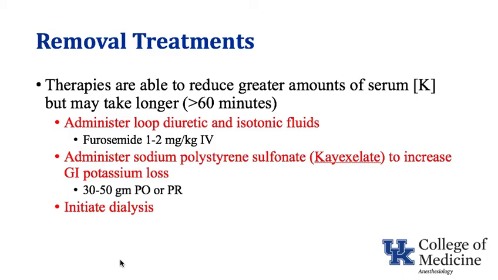These include the use of loop diuretics, sodium polystyrene sulfonate, commonly called Kayexalate, and dialysis. If you administer loop diuretics or other diuretic therapy, you may want to continue to give isotonic fluids to prevent the patient from developing hypovolemia.